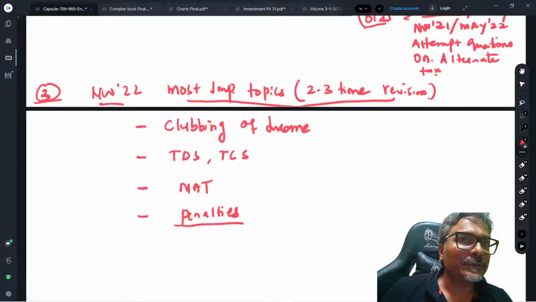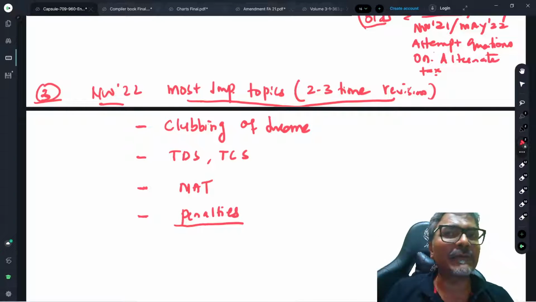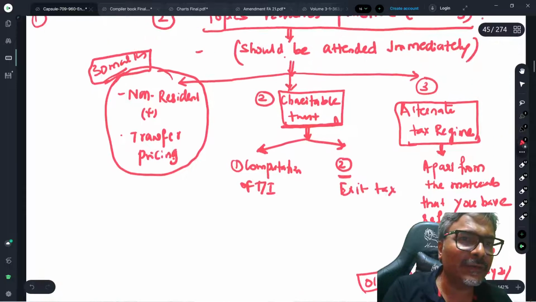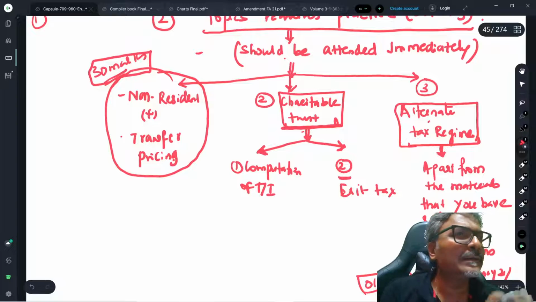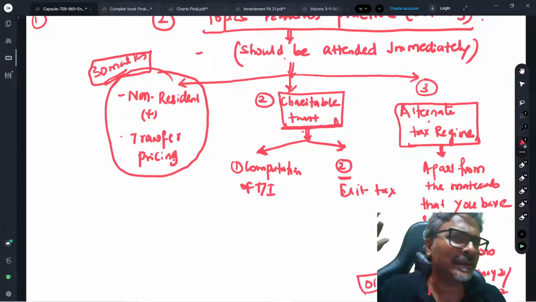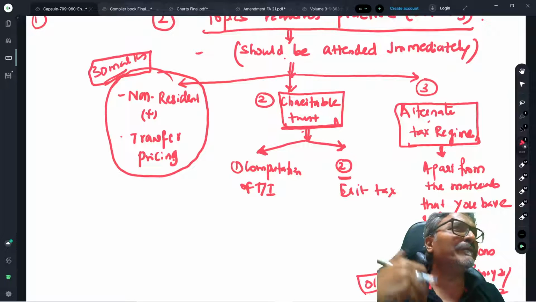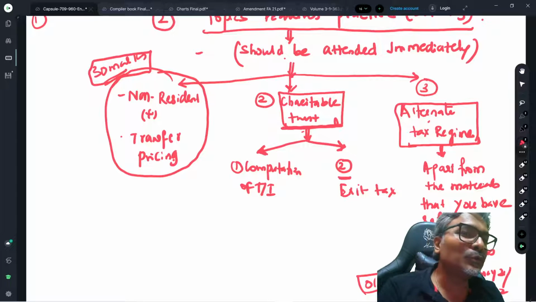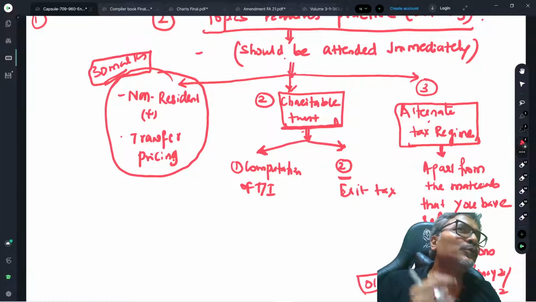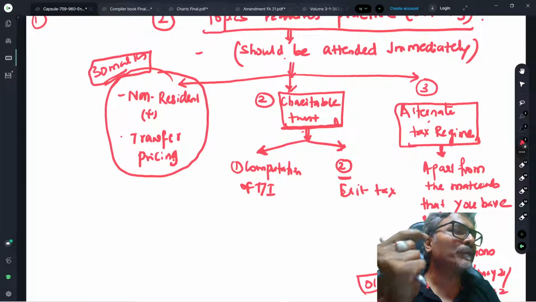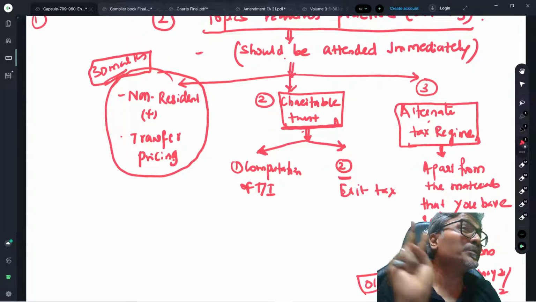Okay. So this particular area of your syllabus is one of the most important areas for your November. This is specifically carved out. These three are evergreen: non-resident and transfer pricing 30 marks, charitable trust, alternate tax regime. These are evergreen, meaning every attempt you will find them. Since every attempt you will find them, practice is required for 2 things. Number 1, so that you get maximum marks and your presentation is also right. And number 2, speed is the game.